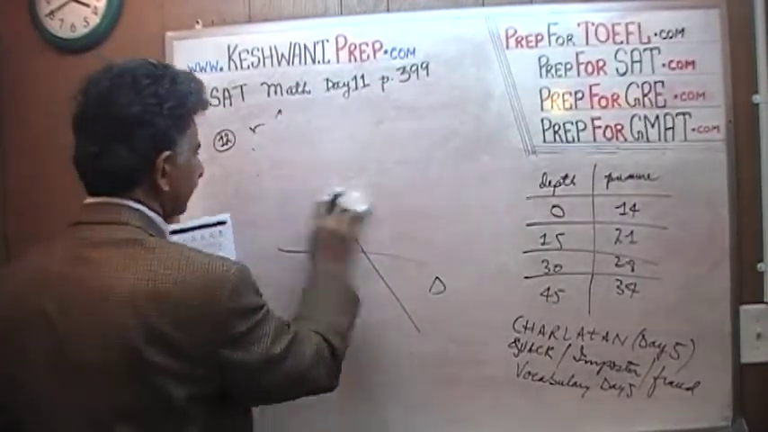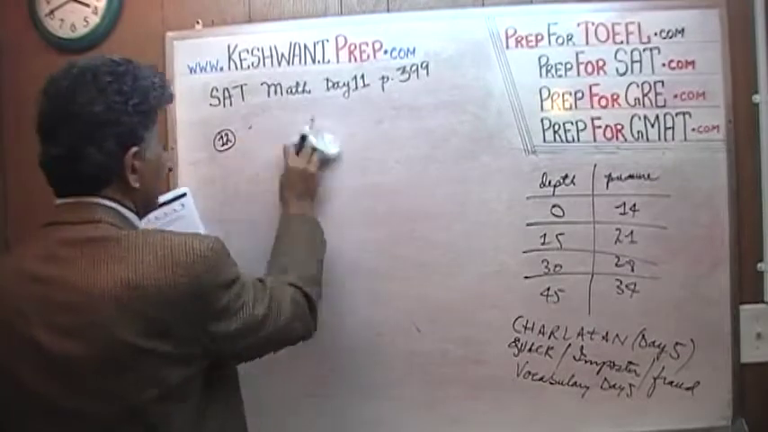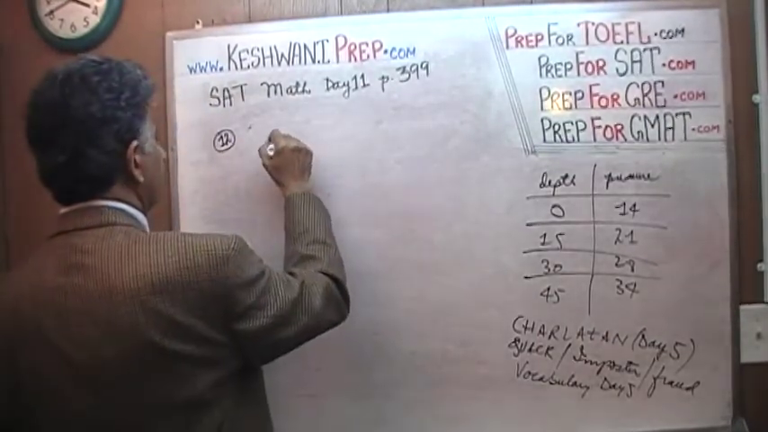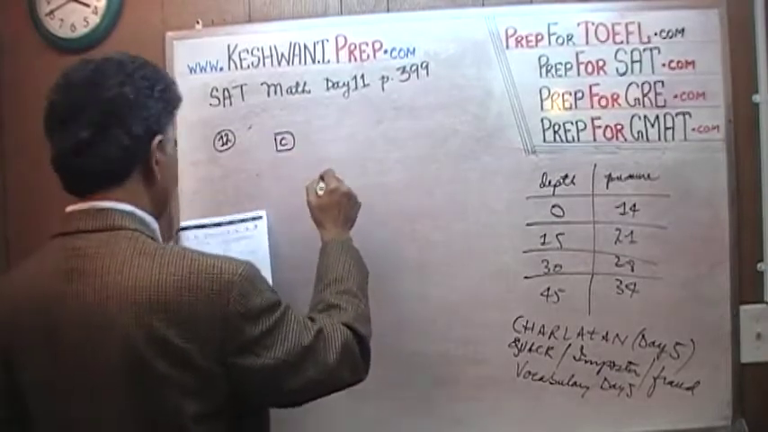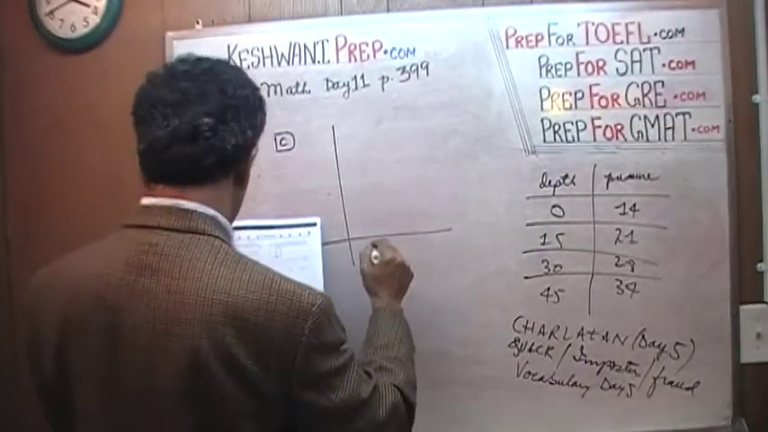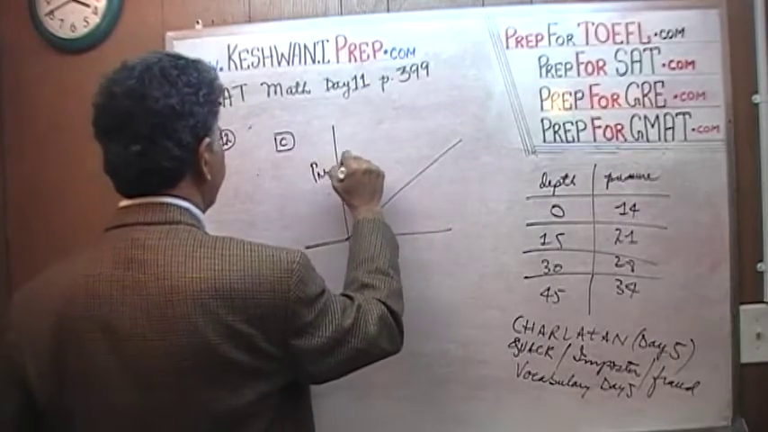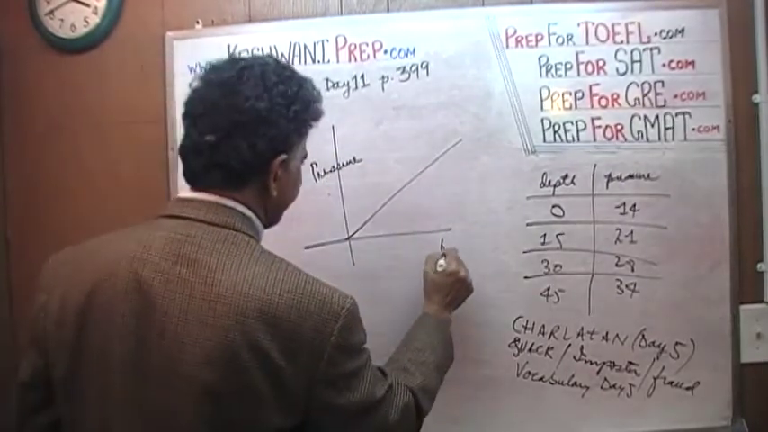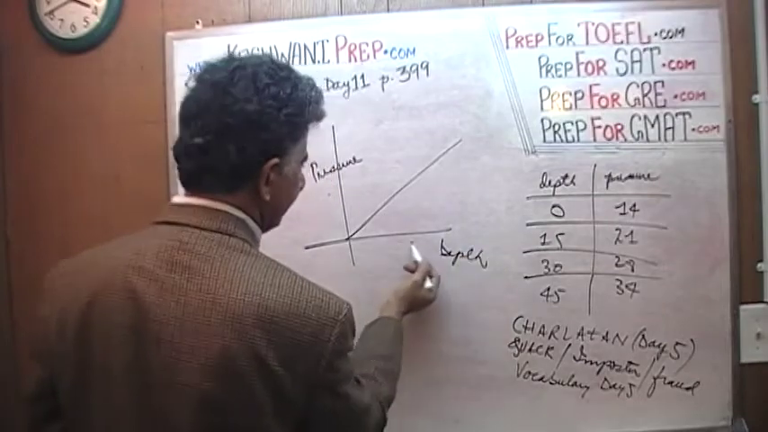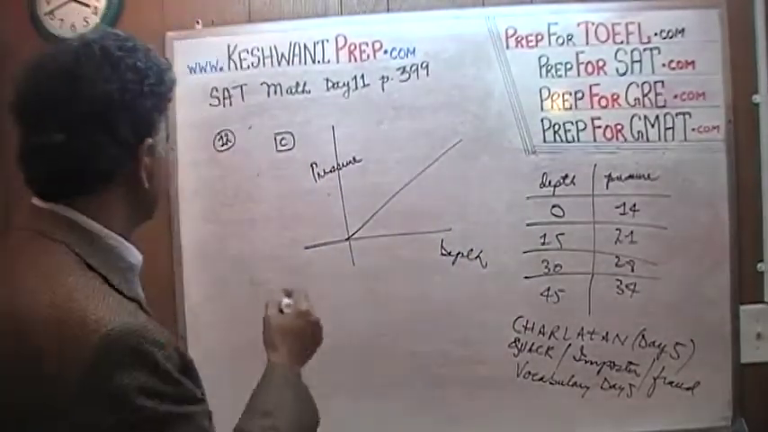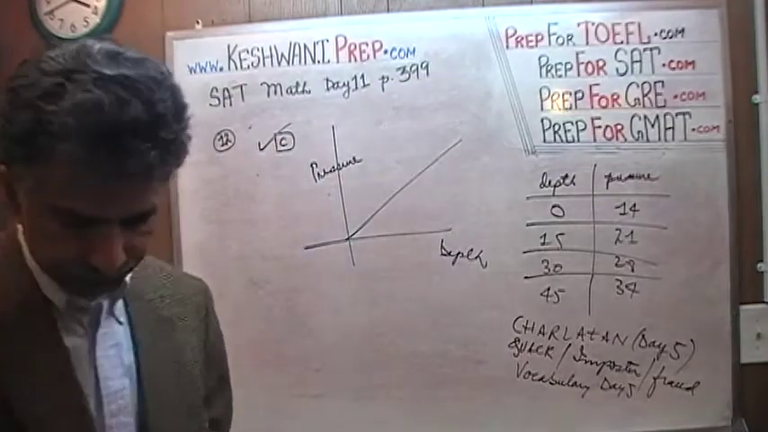Let's look at C. Ah, C looks like a real McCoy. At least we have a graph that goes in the right direction. There we go. Here is your pressure, and here is your depth. As you can see, as the depth increases, the pressure increases. Voila! I think we found a winner. That's it. That's your answer.